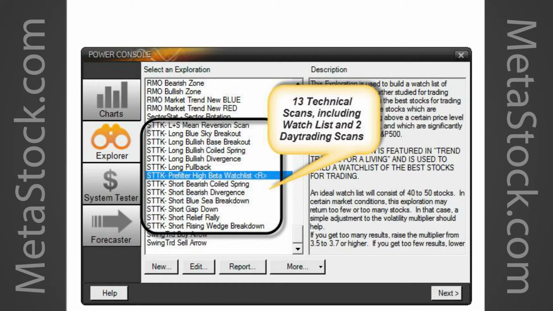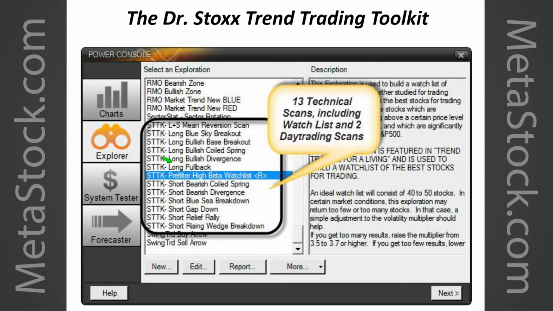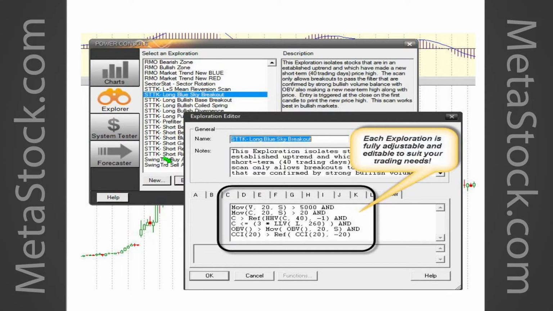listed there. If you're familiar with my second book, Micro Trend Trading, you'll find 2 of the day trading scans there, not as an exploration, but as the expert advisory that you can add on to charts. And you're also going to find this pre-filter high beta watch list, which is this one that's highlighted here in blue. And that's the exploration that you will be using to find the best trading stocks, to build your watch list of the best trading stocks. So I just want to give you a quick peek at what the toolkit looks like.